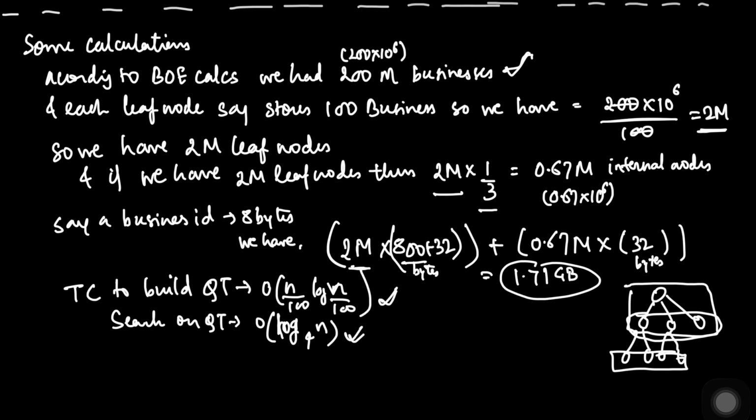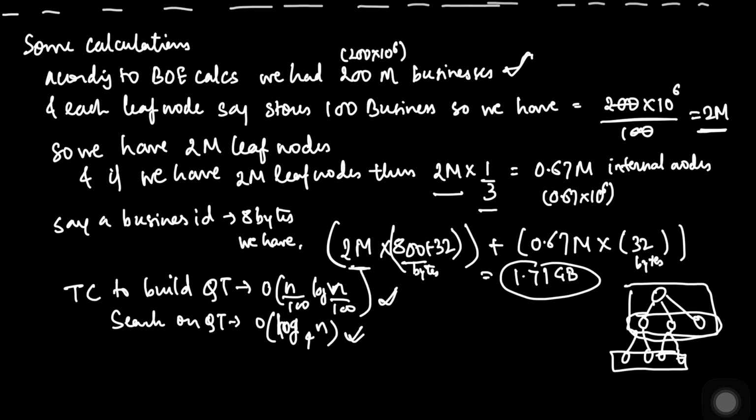And let's say we just have metadata, we don't have businesses in non-leaf nodes anyway, so we keep 32 bytes for normal metadata. Overall, if you calculate this, it comes out to be 1.71 GB. In the modern-day world, this is not a very big issue. It's okay to reserve 1.7 GB of memory for something which is going to be useful for us, and it will not make us compromise on the performance of our systems. The time complexity to build a quadtree is n by 100 log n by 100. There is again a mathematical reference to it.